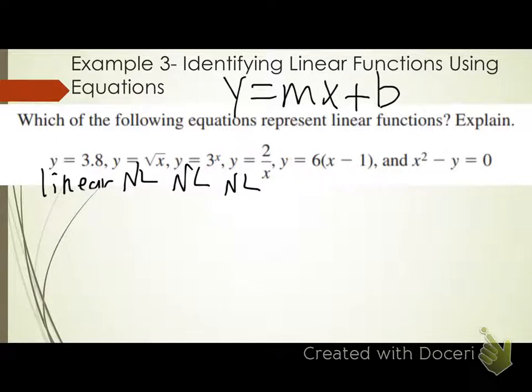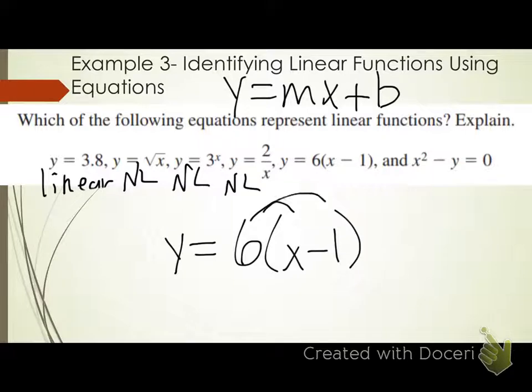Pretty easy? Okay. Y equals 6 times x minus 1. Any suggestions here? Distribute. What's 6 times negative 1? Negative 6. Is it y equals mx plus b? No, it's not. It's minus. Is that okay or not okay? It's okay.